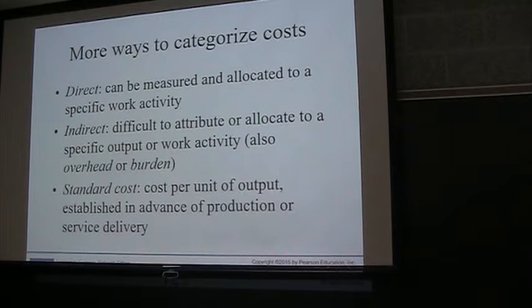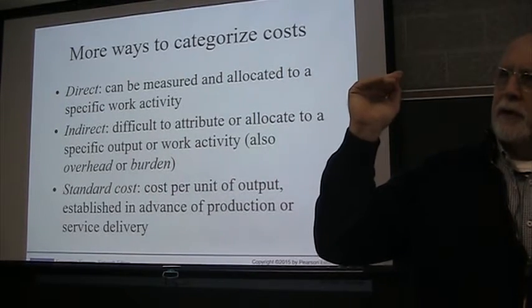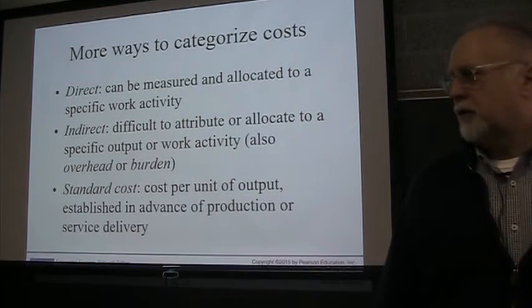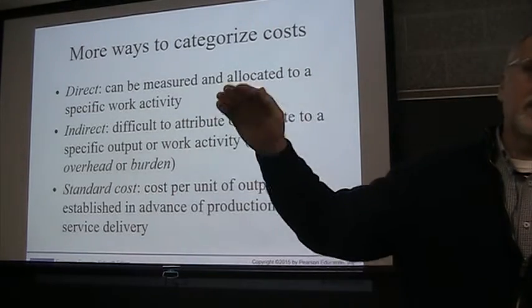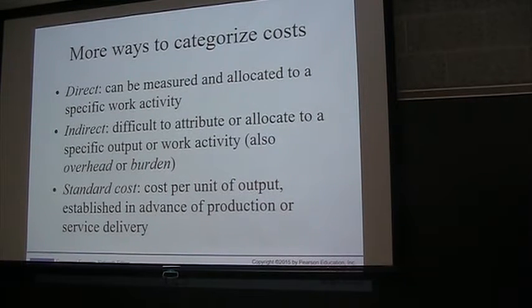So those are the costs. We can also get some of those numbers from a standard cost per unit of output established in advance of production or service delivery. What does that mean? Well, in industry, for certain types of activities, certain types of construction, there are standard costs that someone has compiled and said, this is the number you should use in your cost estimation. So we might come back to that later. The government might have standard costs for things. This is what it costs for it.